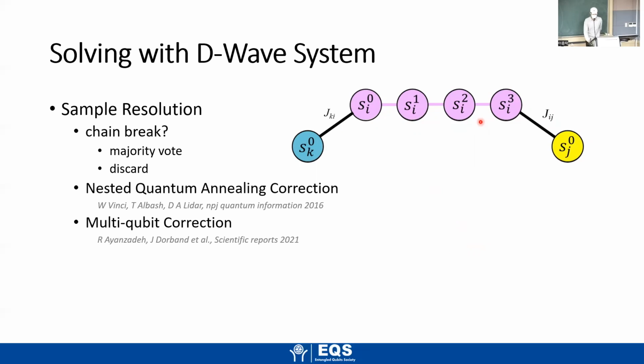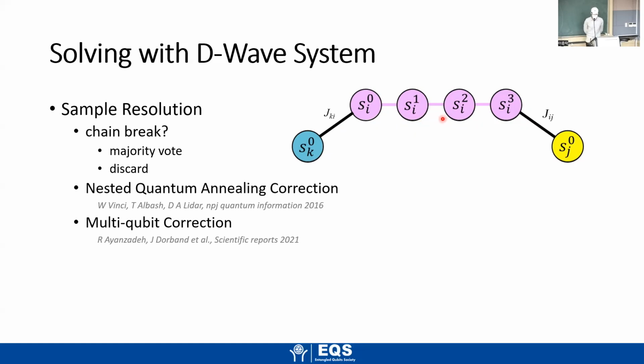After the annealing process, the ideal situation is that all these physical qubits have the same value. But in real life, that does not always happen. There are some cases when some of the physical qubits in the chain do not match the others. And that's what we call a chain break. And there are many measures to resolve the chain break.